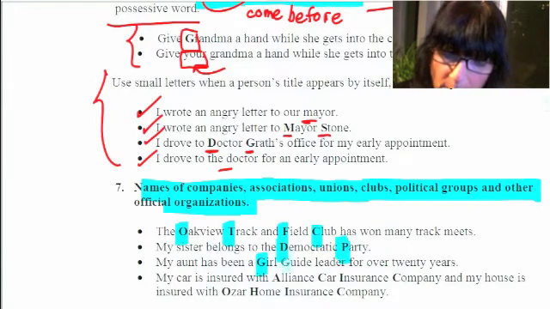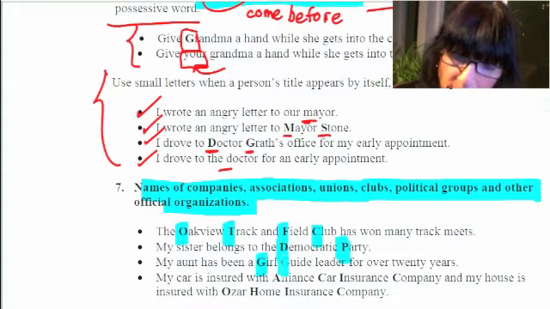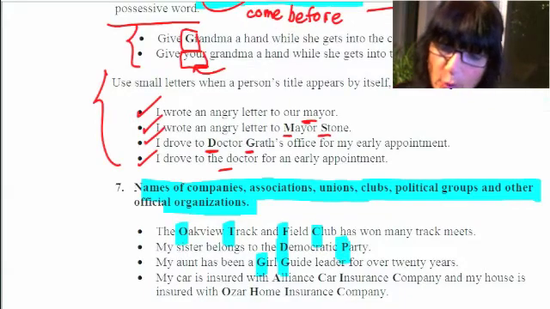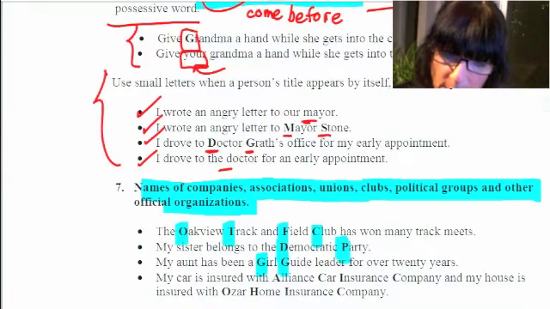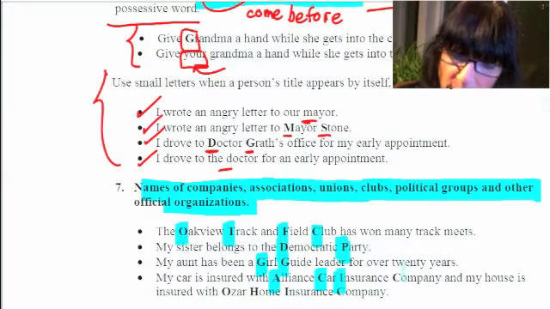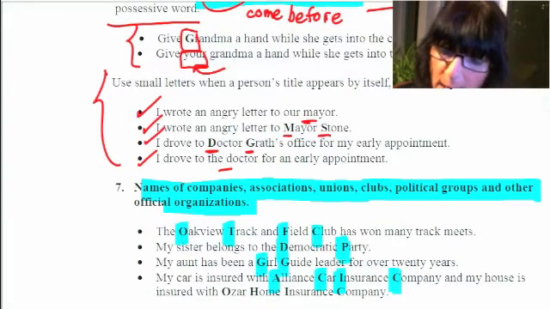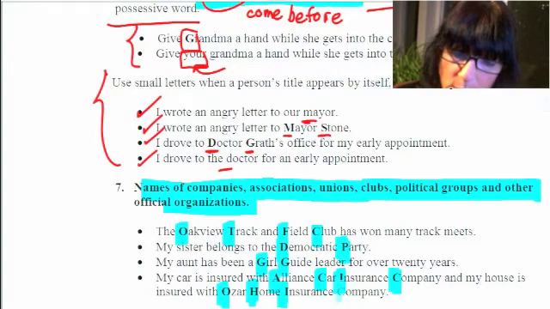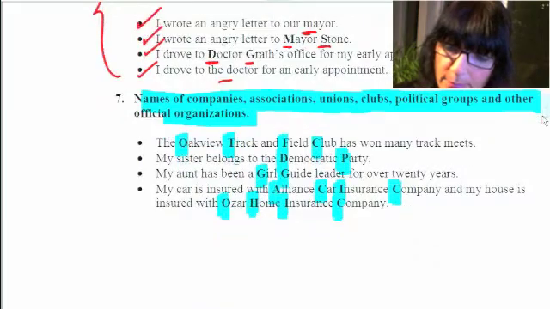The third example, my aunt has been a Girl Guide leader for over 20 years. And in the last one, because this is a company, my car is insured with, and the full name of the company, Alliance Car Insurance Company. Alliance is capitalized. And my house is insured with Ozar Home Insurance Company.